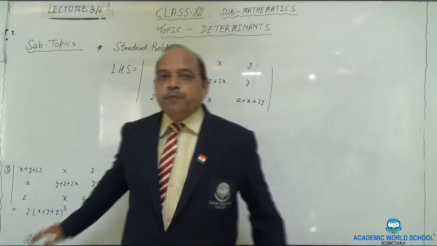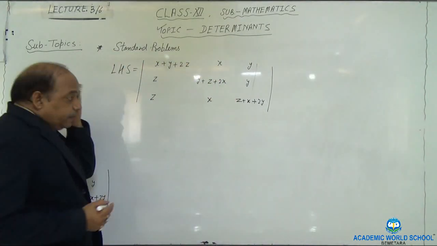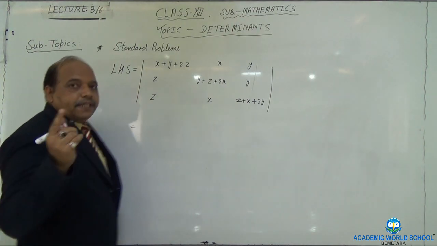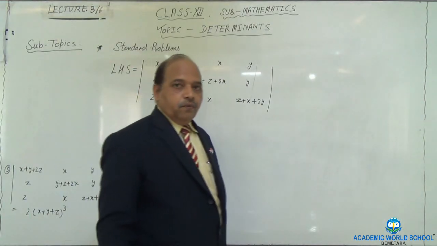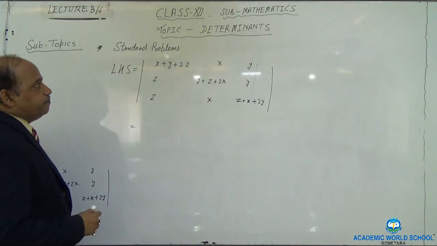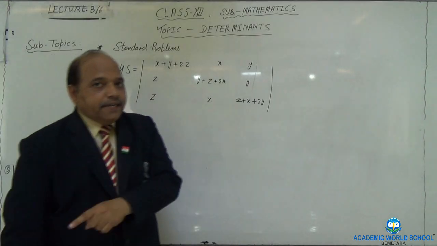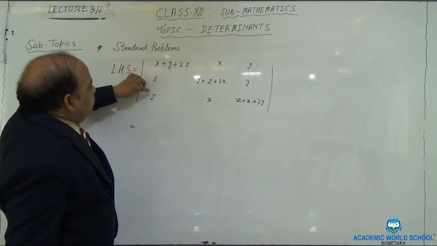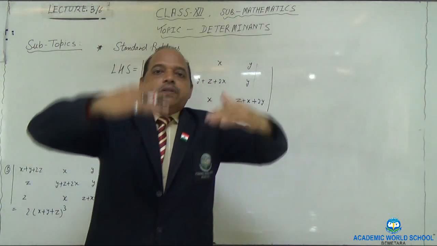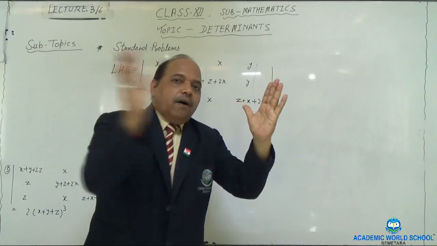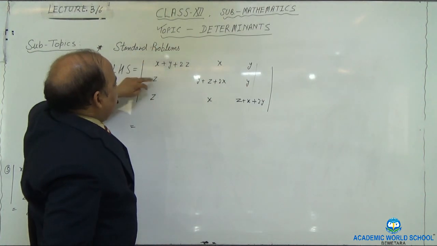And what do we have to prove? We have to prove that it is equal to 2 times x plus y plus z whole cube. To proceed, remember what we have to bring: x plus y plus z whole cube. How can we arrange this? Look at this question very carefully. Let's say I add all these in this one. One very simple option: either you can add all 3 rows together, or you can add all 3 columns in the first column. It is possible.